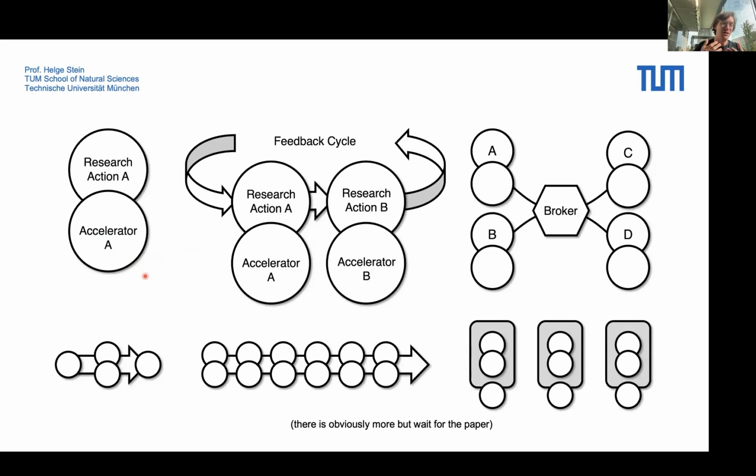Instead of putting one sample in a furnace, you can put 2 samples in a furnace. And if you do that, you just accelerated your research action by a factor of 2. Hey, great. You just did high throughput material science. The real clue comes when you chain up different research actions that are accelerated, and then you feed them back.